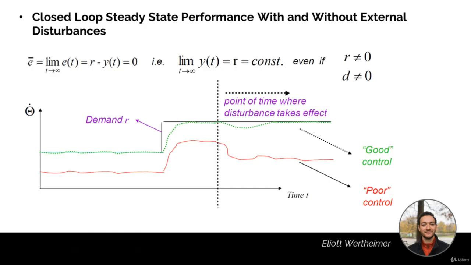So this concludes our lecture on closed loop control. We saw how much more complicated it is than open loop control to implement, but also how much better it is at actually doing what we want it to do.